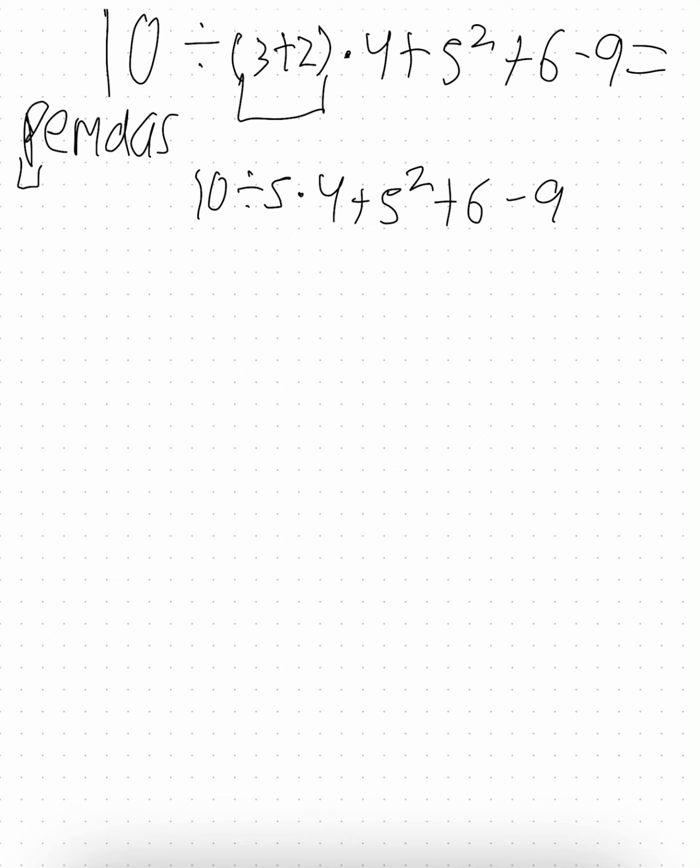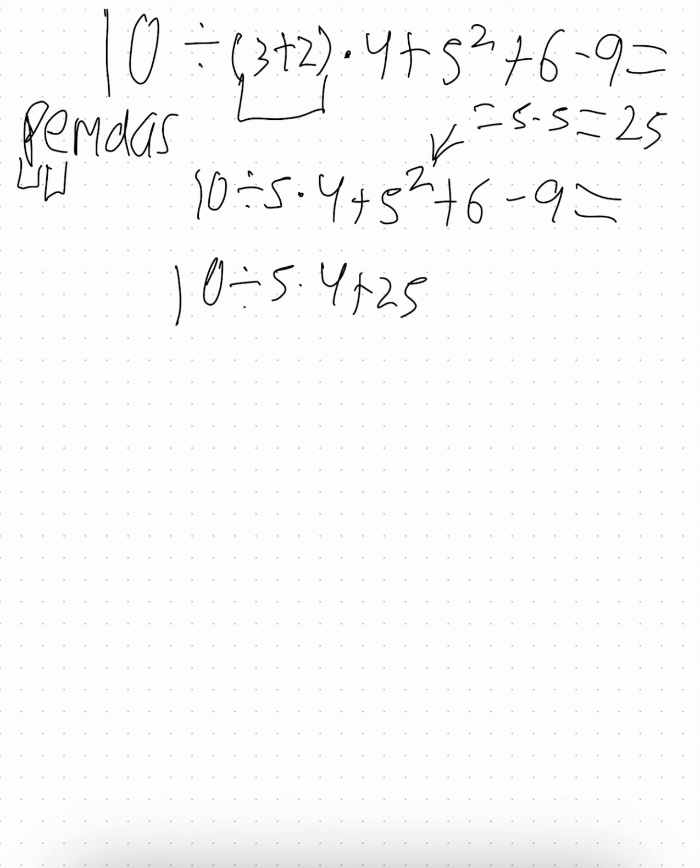And then we look at our exponents. We see we have an exponent right here. So what is 5 to the second power? This is 5 times 5. What is 5 times 5? It's just 25, right? Now we can do 10 divided by 5 times 4 plus 25 plus 6 minus 9.